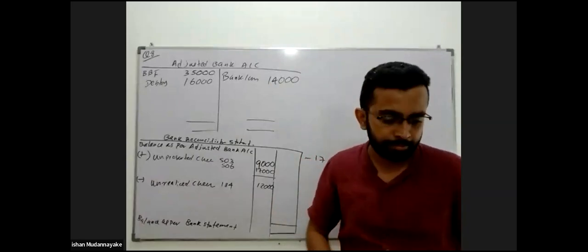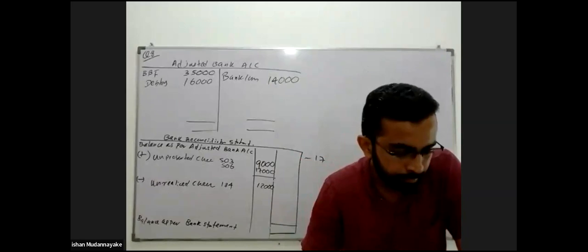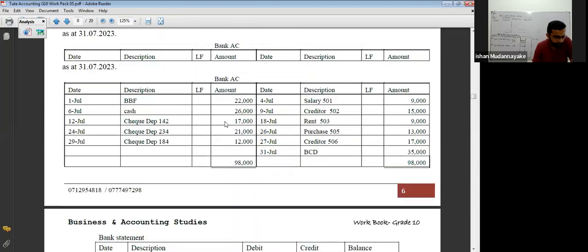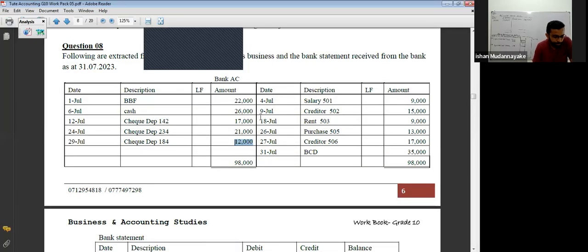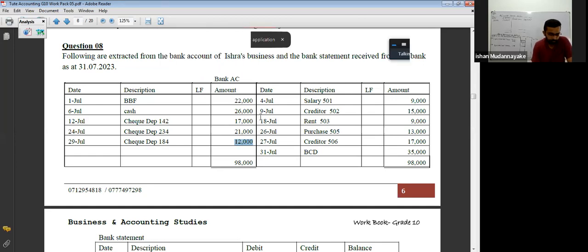Okay, sir. Thank you. Right. This 12,000 check is not available in the bank statement credit side, then this 12,000 is an unrealized check. But this 17,000 check is not available in the debit side of the bank statement, then this 17,000 is unpresented. Okay, right.